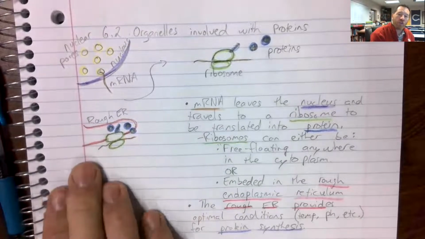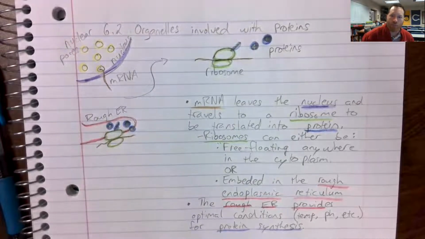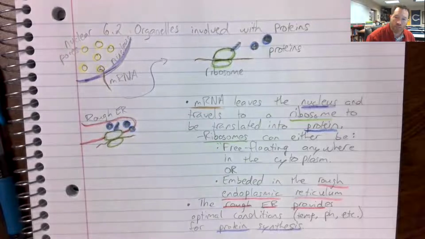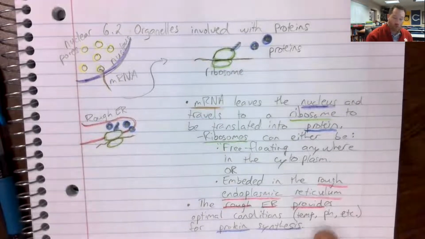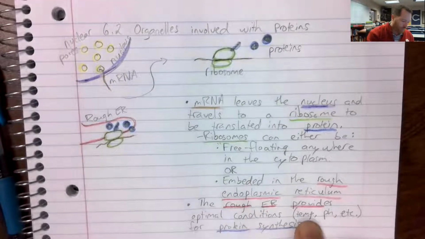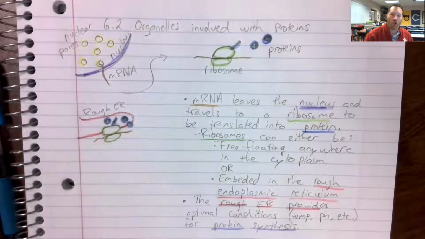What the rough ER does is provide a little area where we can have a different pH or a different temperature or very specific conditions for protein synthesis. If you remember a couple of chapters ago, we talked about how some proteins really need a high temperature or really low temperature or a high pH or low pH. And our entire cell can't have this huge temperature or this really low pH. So we just have this one little corner, this one little area of the rough ER.